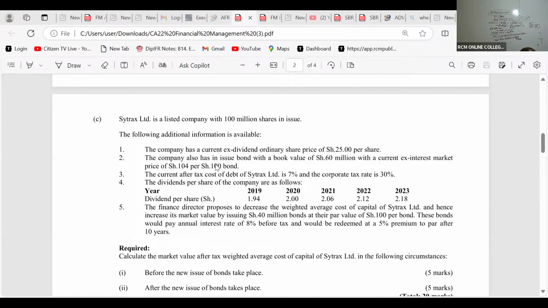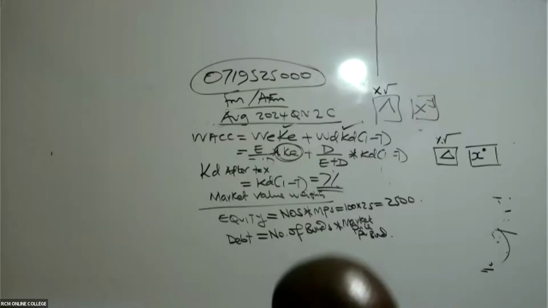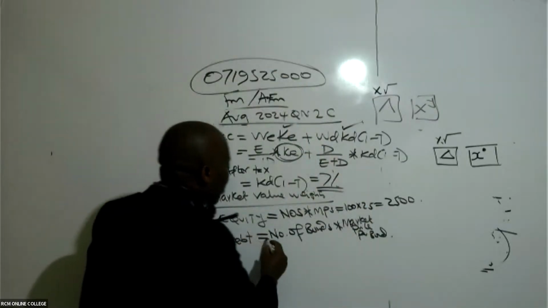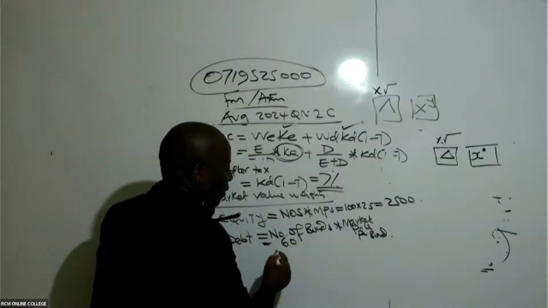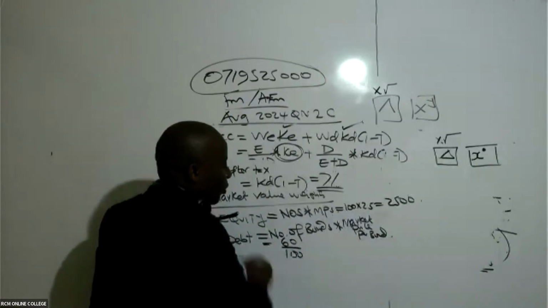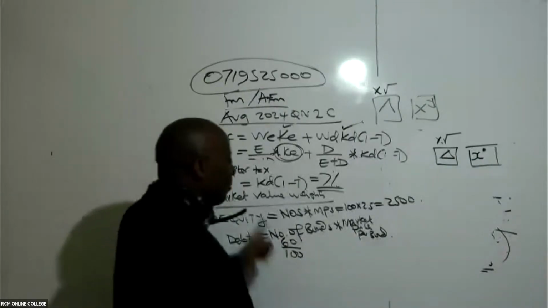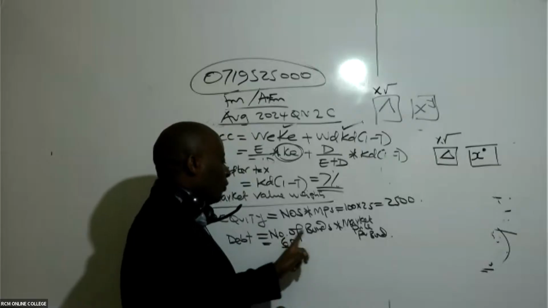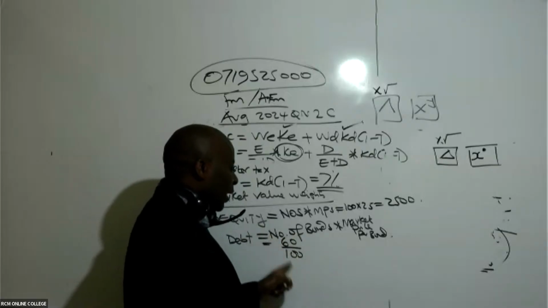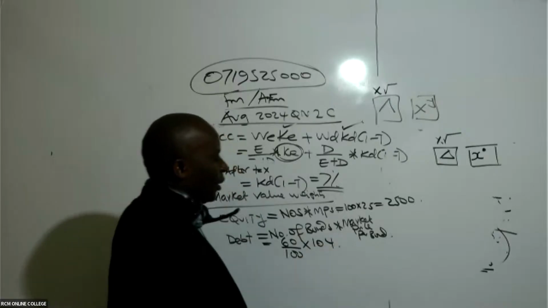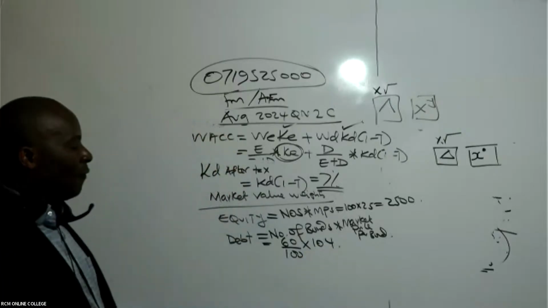And then we can see the par value is 100. So this is very, very easy. What I will do, ladies and gentlemen, to be able to get the number of bonds, I will take the bond value, which is 60, divided by the par value. You take the bond value, you divide by the par value, times the market value, which is 104.